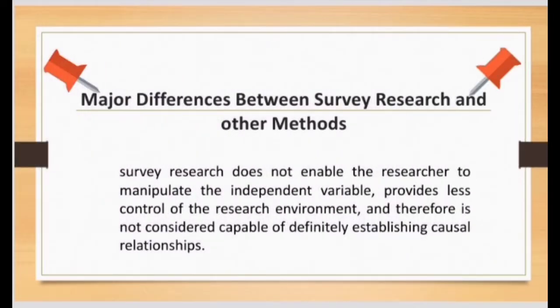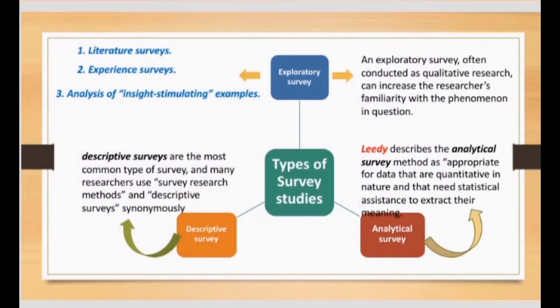As has been noted, survey research has characteristics common to most other research methods, but at the same time, it exhibits certain important differences. Survey research does not enable the researcher to manipulate the independent variable, provides less control of the research environment, and therefore is not considered capable of definitely establishing causal relationships. In selecting a research method, and a type of survey research in particular, the researcher must keep in mind the research problem and the sources of the desired information in the research.